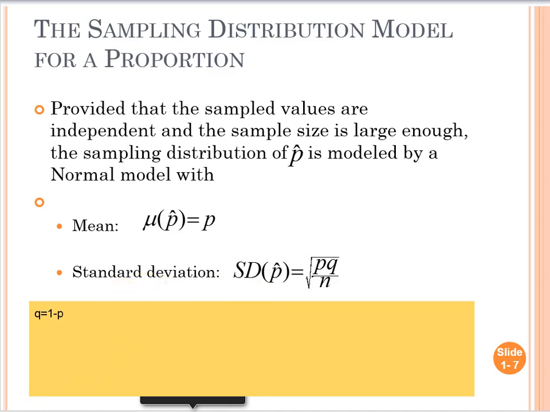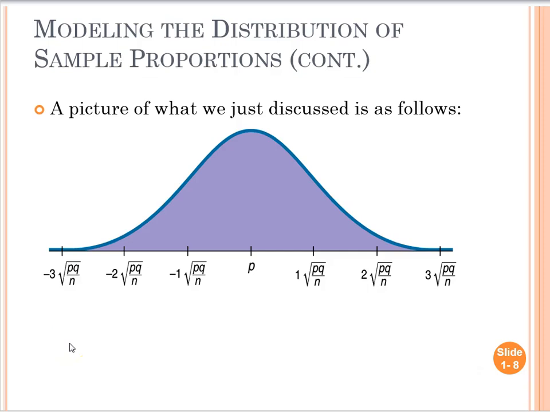So here's a picture of what we just discussed. Again, the sampling distribution is just a theoretical distribution where the proportion that we're interested in is centered around the true proportion, and our samples are going to vary some. So here we get variation in our samples.